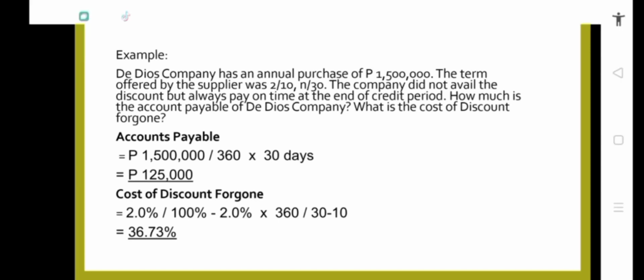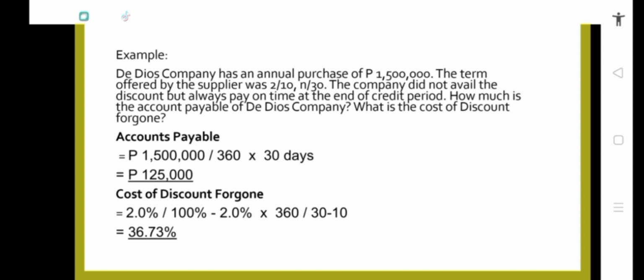And N/30 refers to the number of days in a month. Also, it states here that the company did not avail the discount but always paid on time at the end of the credit period. Now, the problem is: how much is the accounts payable of the Just Company, and what is the cost of discount foregone?